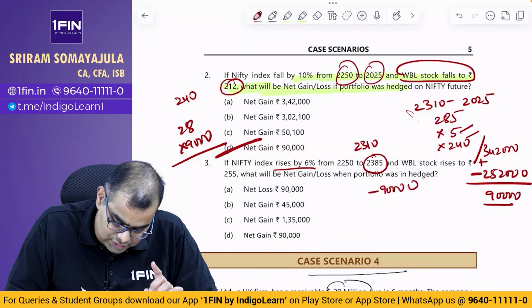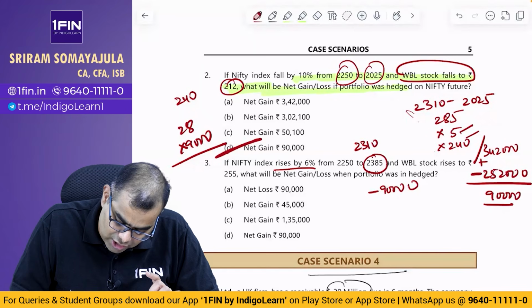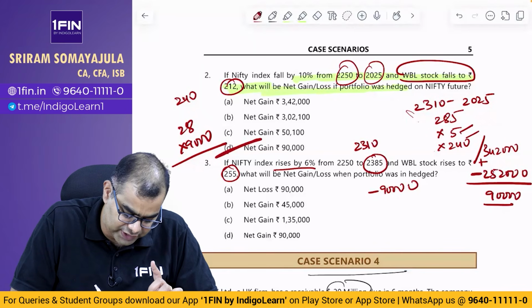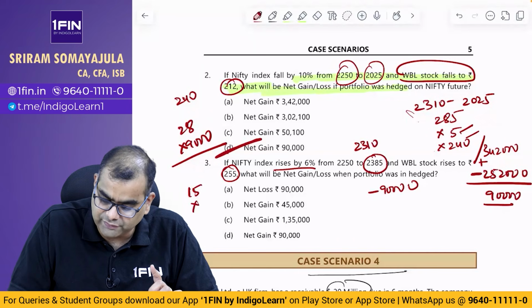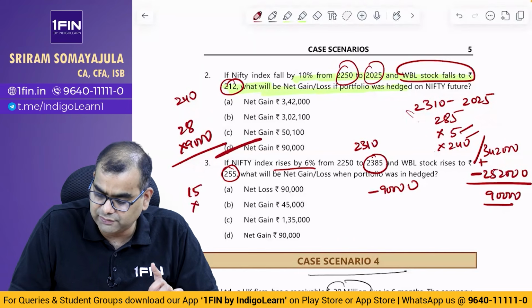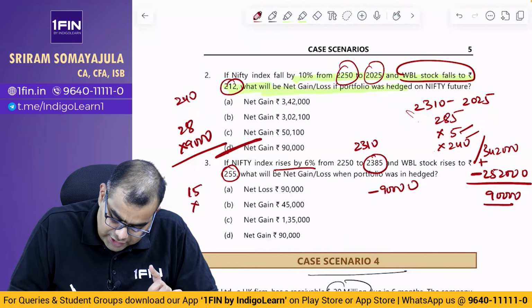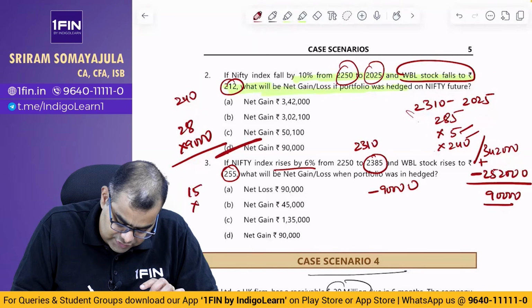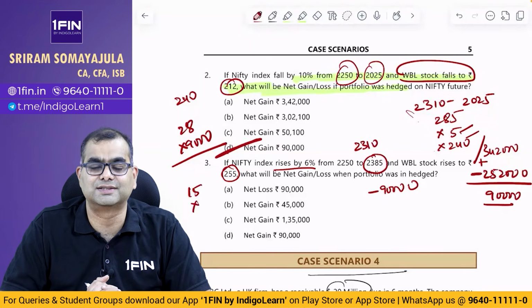But what about the gain on stock? The stock has gone to 255. So, 255 minus 240 is 15. 15 into 9,000 is 1,35,000. So, there you have a gain of 1,35,000. So, what is the net profit here? The net profit is 45,000. So, the answer is net gain is 45,000. So, these are the answers.